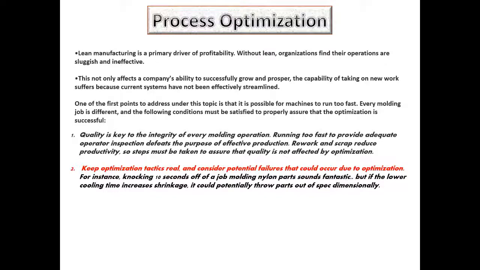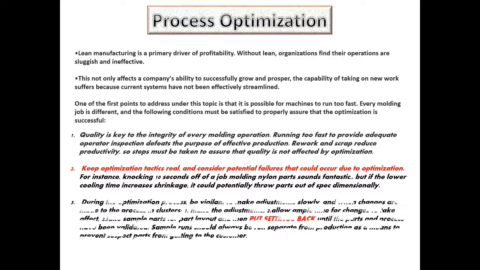We're always going to want to keep our optimization tactics real, and as we make adjustments, we want to consider potential failures that could occur while doing the optimization. For instance, knocking 10 cents off a job molding nylon parts would be great, but we're going to have to remember that a lower cooling time increases our shrinkage, and it could potentially throw parts out of spec dimensionally. And in addition, during the optimization process, we want to be vigilant, and we need to make adjustments slowly.